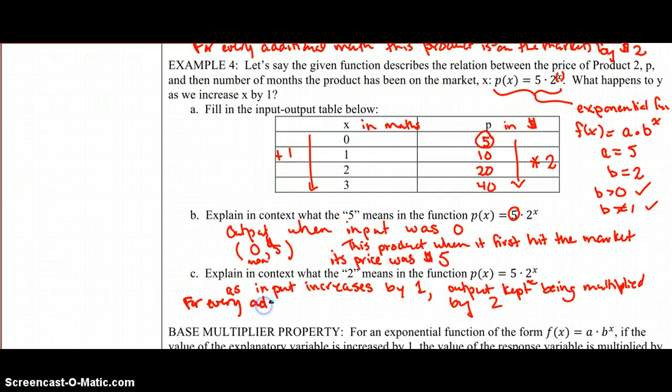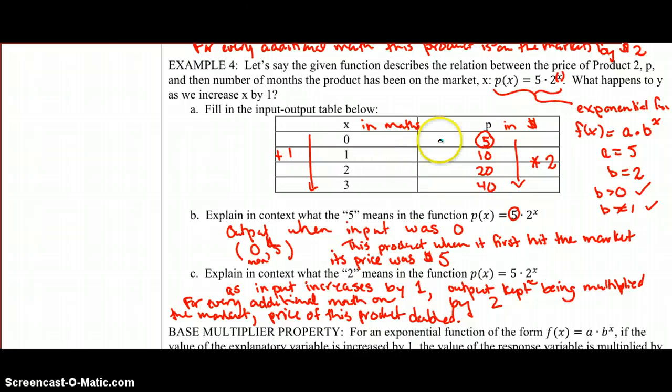Okay, so in the context here, for every additional month on the market, the price of this product doubled. So again, if we bought this particular item right when it hit the market, it sold for $5. Its price was $5. A month later it was 10. A month later it was 20. Or we can also see, if we initially bought it, it was 5, but 2 months later, again, it would have doubled and then doubled again. So to get from 5 to 20, we can see that the price quadrupled. It was 4 times as much.